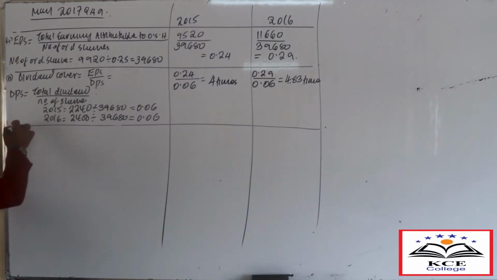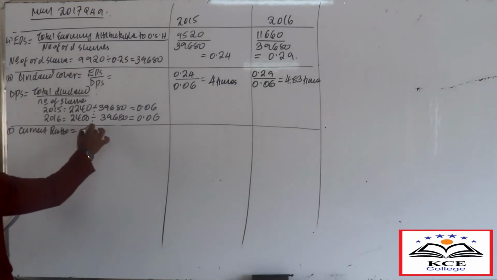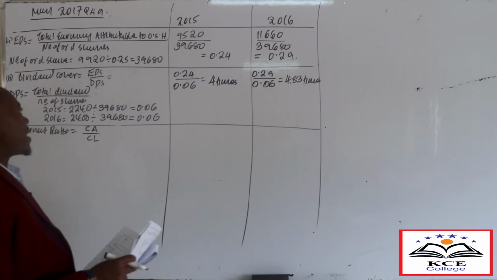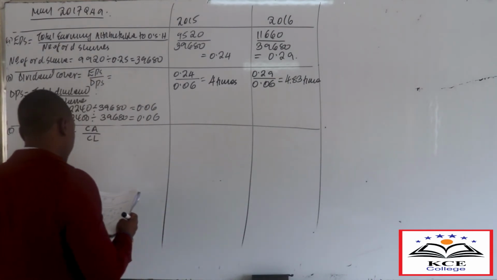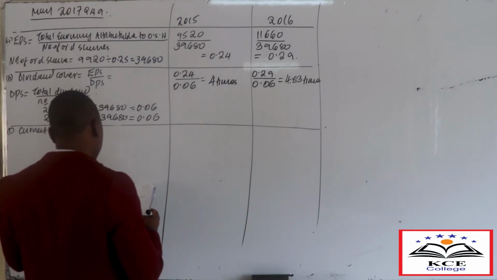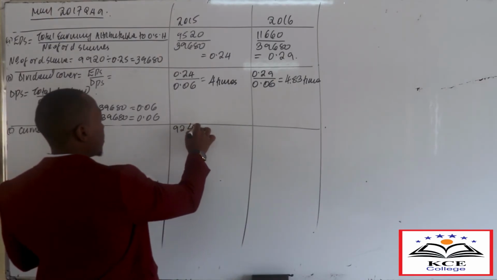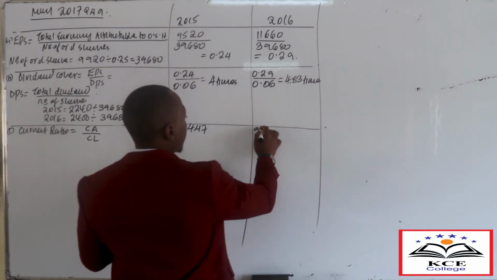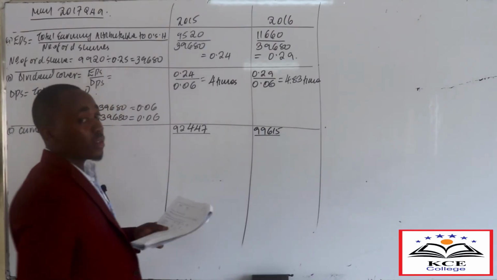Number 3, you have to compute the current ratio. And we say that current ratio is current asset over current liability. Let's compute that. Current asset over current liability. 2015, the total current asset we have is an amount of 92,447. In 2016, we have the total is 99,615. That one you were already given.